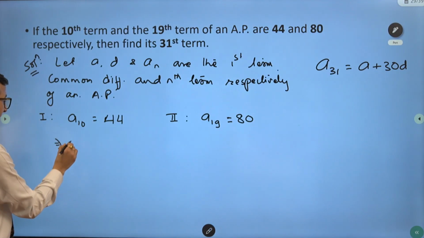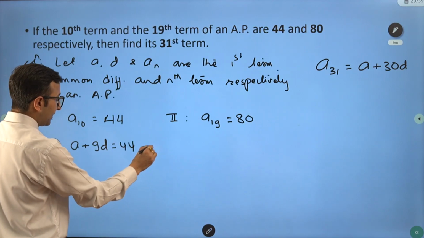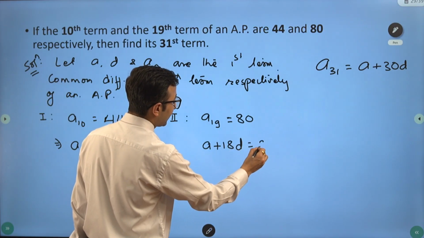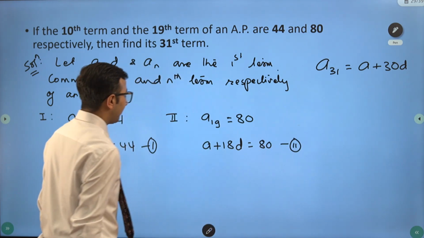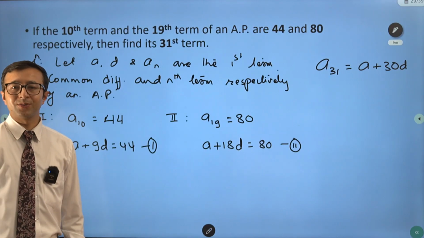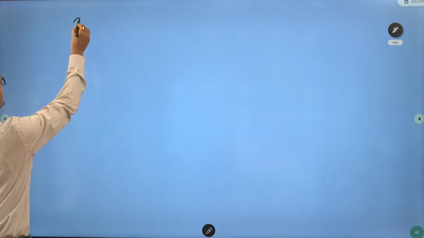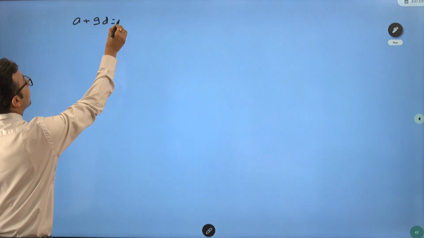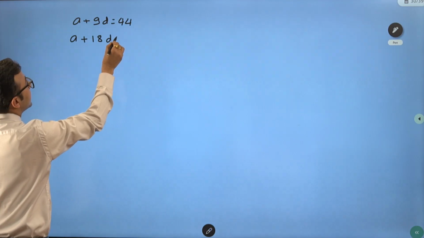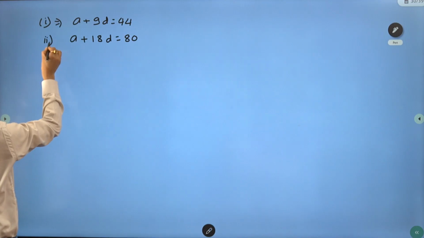So using the formula, it gives us A plus 9D is equal to 44. Let's say this is equation number 1. It gives us A plus 18D is equal to 80. This is equation number 2. Now you can see these two are linear equations in two variables. So it is better to use the elimination method to get the value of A and D. First is A plus 9D is equal to 44, from the first equation. And the second equation is A plus 18D is equal to 80.